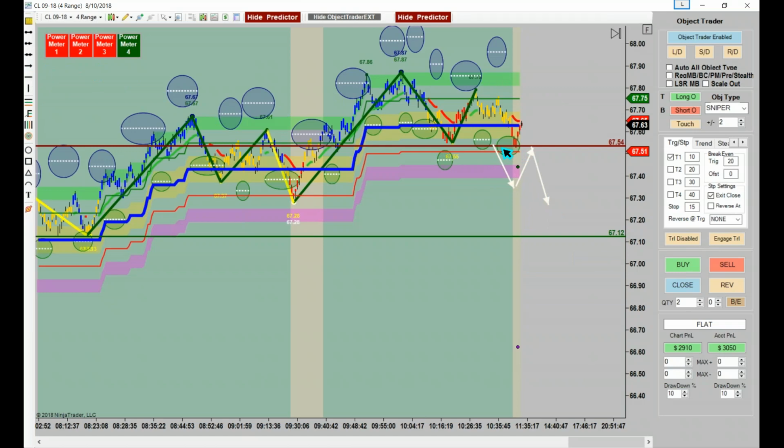Has it done that yet? Anybody? No. So could you buy support like that where I just drew that line? Yes. But keep in mind now you are going sideways. But look how those predictors will actually get you in some pretty decent trades if you draw your lines on your charts.